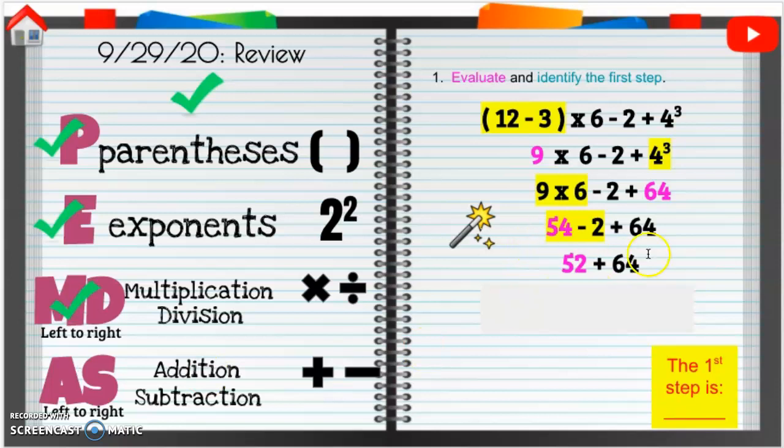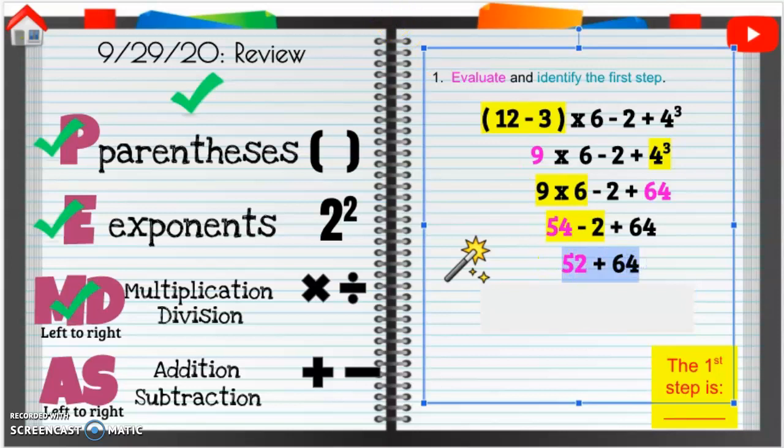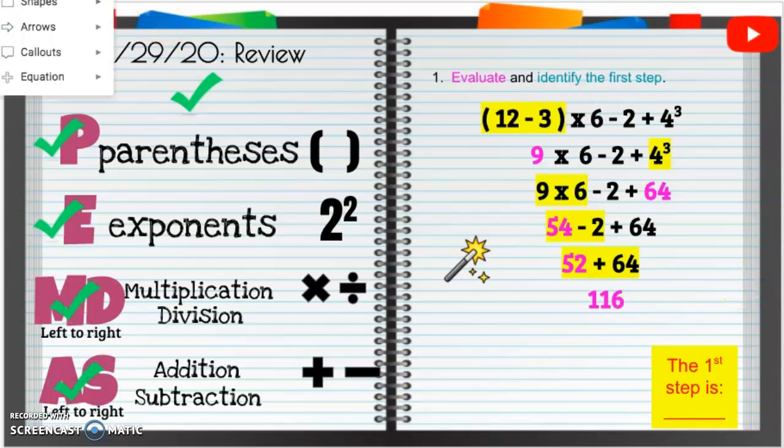All right, do we have any more addition and subtraction? Yes, we do. Don't forget we brought down that plus 64 because we did not finish it yet. So now we have 52 plus 64. So I'm going to use my magic wand. 52 plus 64 is going to be our answer after we solve that. When we do answer it, you should get 116. Now, there's nothing else to bring down because we did everything. So we're done with our addition and subtraction. There's no more math operations. So 116 is our answer.